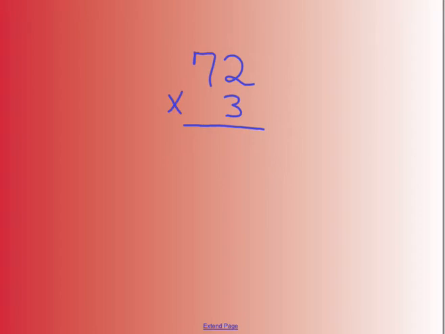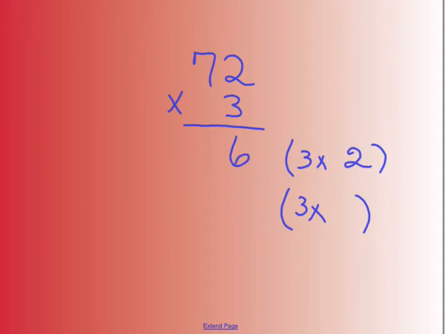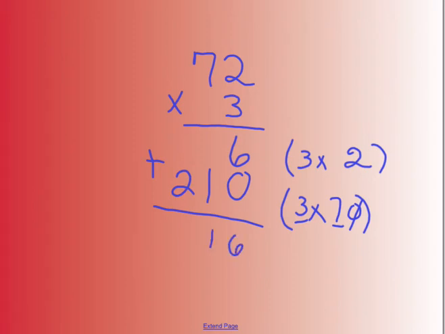So I see 2 digits. I'm going to say 3 times 2, I have as a 6, and 3 times 70. I look for the basic fact, which is a 21, and then I tack on my 0. I add the 2 numbers, 6 and 210. So 3 groups of 72, the product is 216.